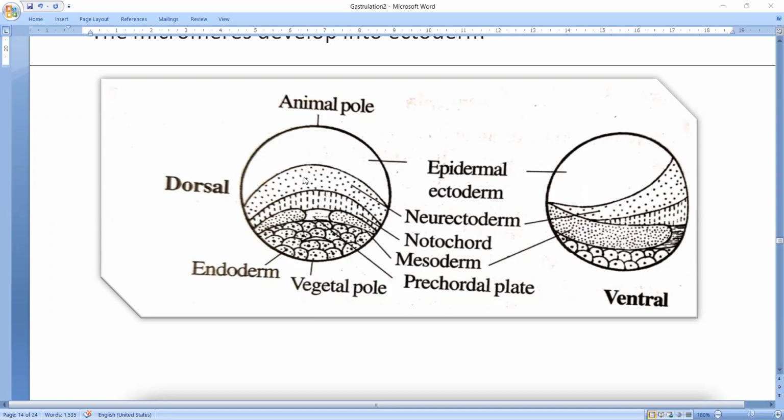Later, some cells are specialized and separated from the ectoderm to form neurectoderm, from which the future brain and spinal cord are formed. So this area is called epidermal ectoderm, and this is neurectoderm, which purely produces the nervous system. This picture of the blastula, in which the presumptive future germ layers are seen, is called a fate map.